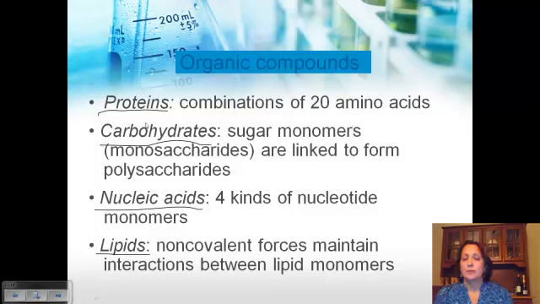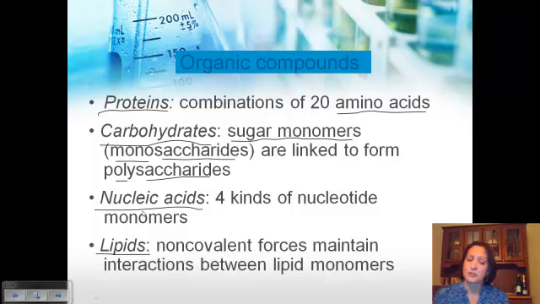And all of these are built with these building blocks, these monomers, these building units, and they form polymers. So mono one, poly many. So we put monomers together to form polymers. So proteins are made up of amino acids, and we're going to spend a lot of time studying those. Carbohydrates, carbon, hydrogen, oxygen, are made up of sugar monomers, or simple sugars, and we can also refer to those as monosaccharides, or one sugars. And those are linked together to form polysaccharides, or many sugars.